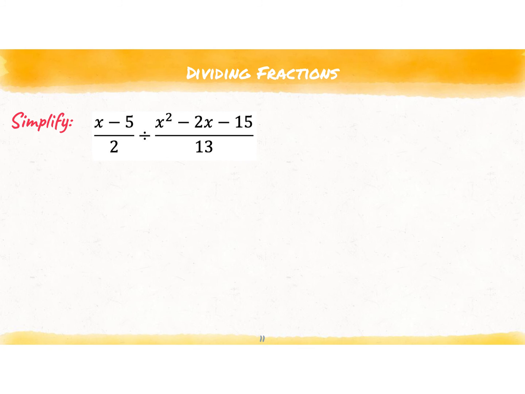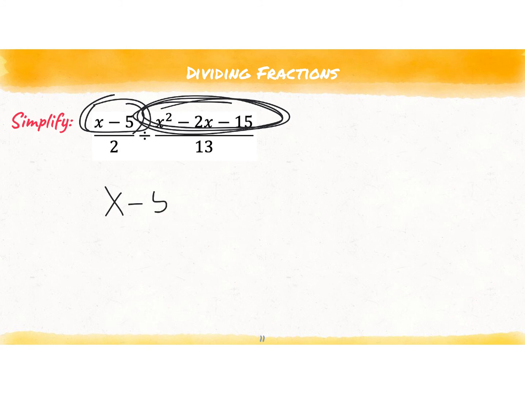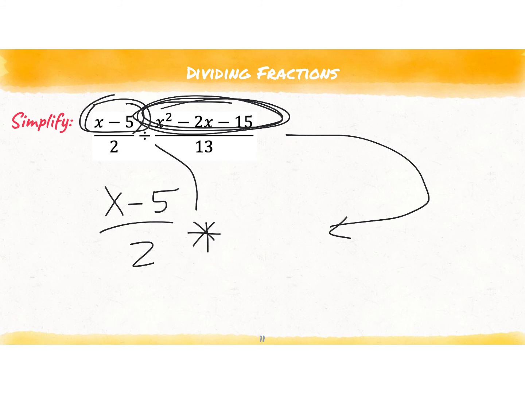I'll pause for a second while you give this a shot. All right, so here's what you should have done. You should have been smart enough to go x minus 5. I bet there's an x minus 5 in there. And then you make this drop. You make this switch to a multiply. And you make this flip so that the 13's on the top.